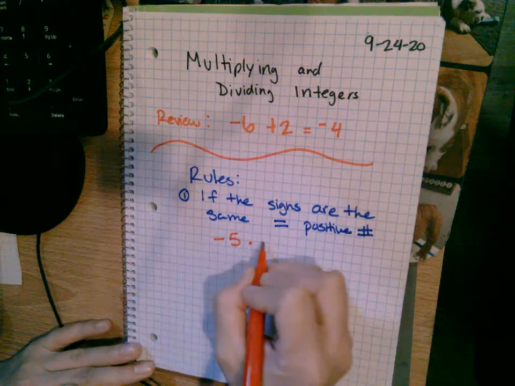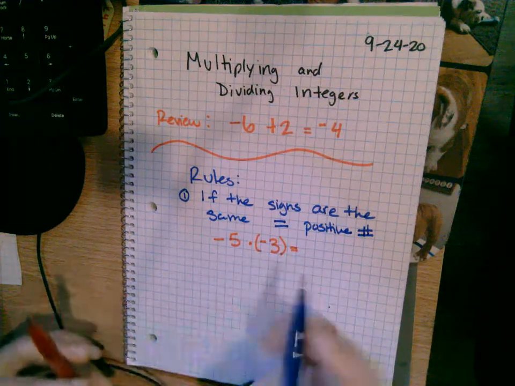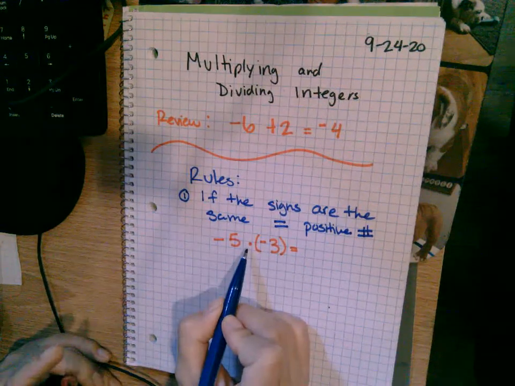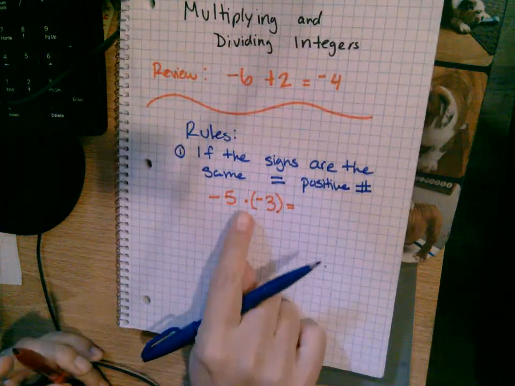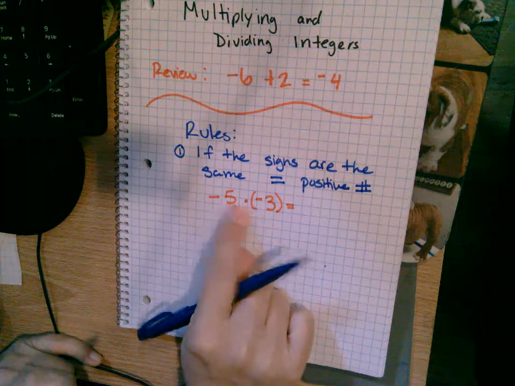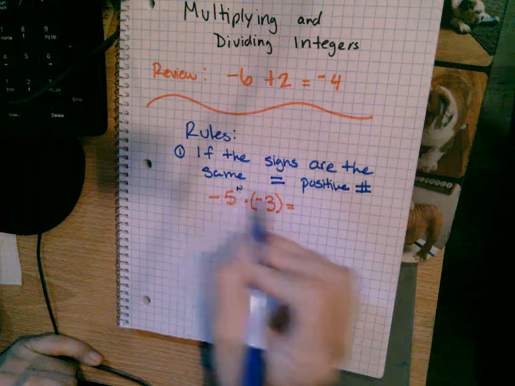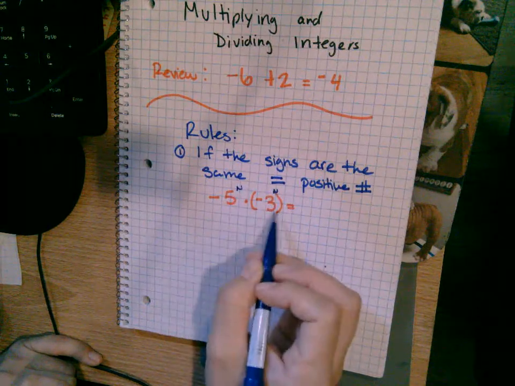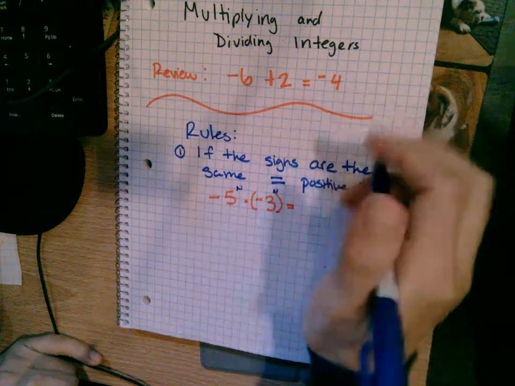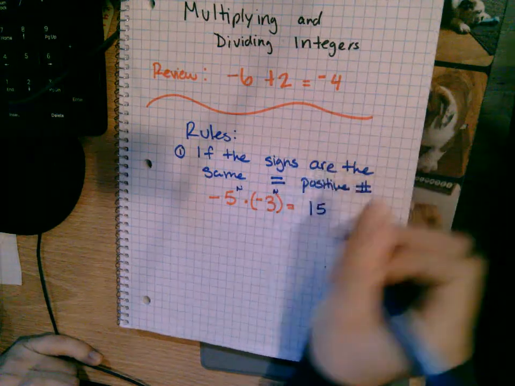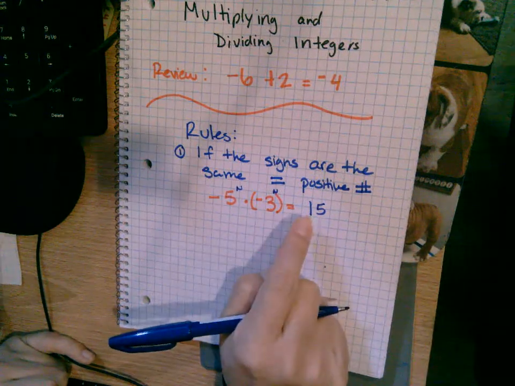-5 times -3. Now remember, that dot means multiplication. We no longer use the x for multiplication because that gets confused with the variable. So we're going to use the dot. So -5 times -3. The signs are the same. They're both negative. So when they're both negative, your answer is actually a positive. Very different than up here. So my answer is positive 15. So if they're both negatives, it equals a positive.